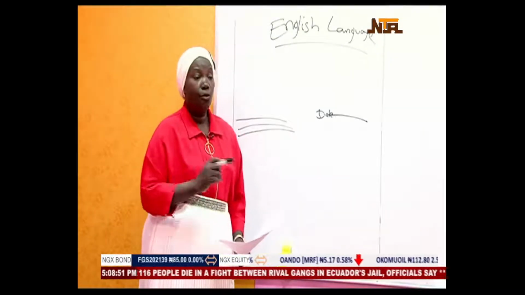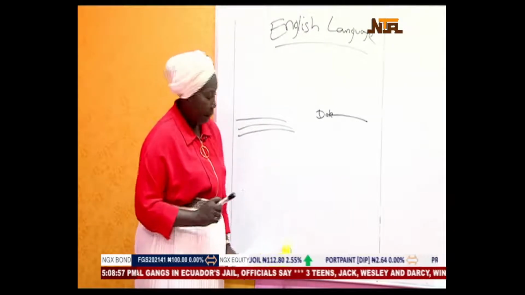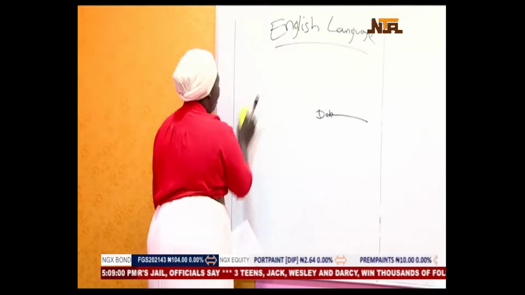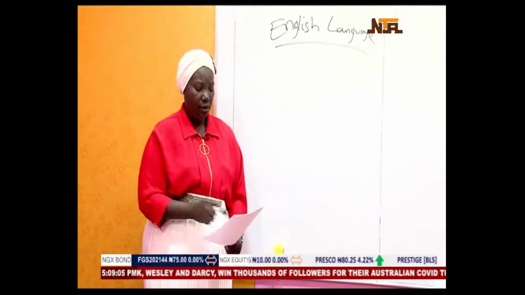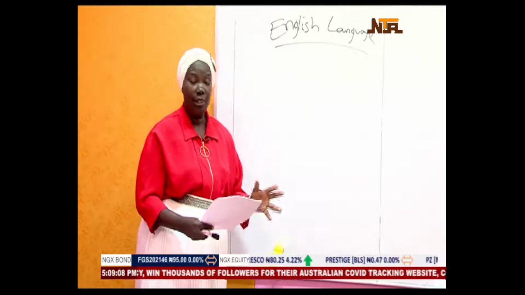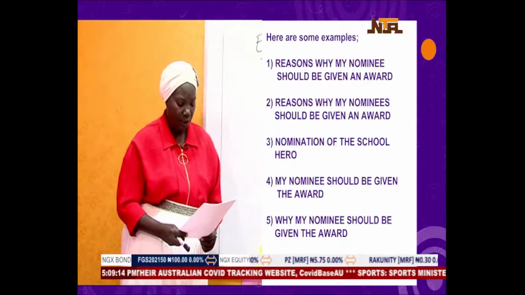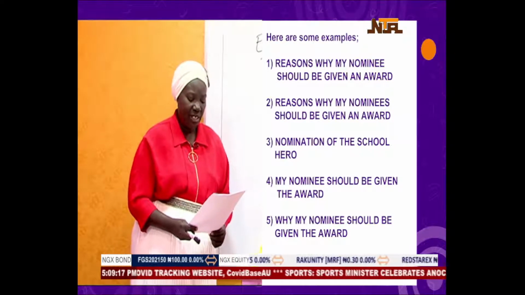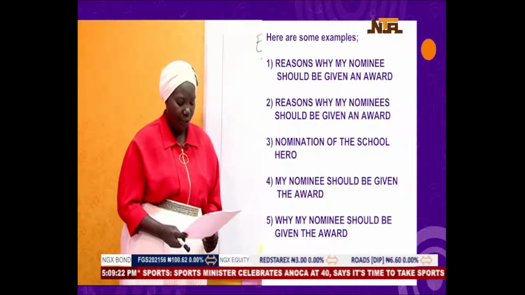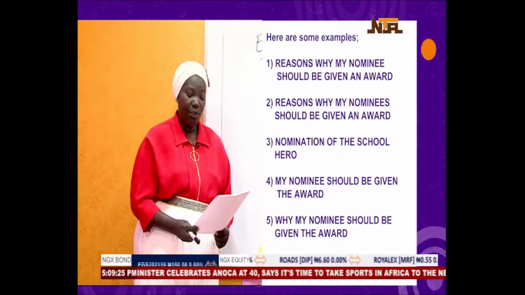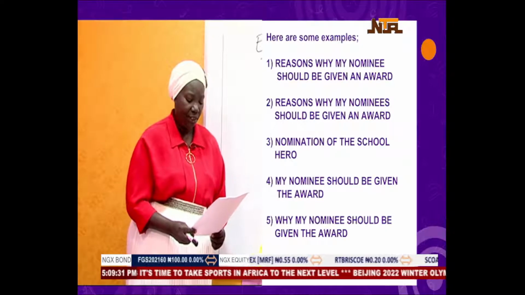Now I was saying that to be able to score a high mark, being able to coin out the title is very, very important. Now I have some examples here. Some coined out headings. I'll just quickly read it out for us. 1. Reasons why my nominee should be given an award. 2. Reasons why my nominees should be given an award. 3. Nomination of school hero. 4. My nominee should be given the award. And 5. Why my nominee should be given the award.